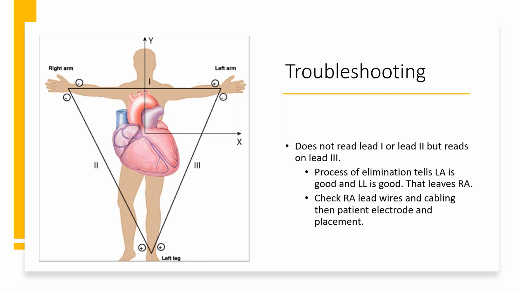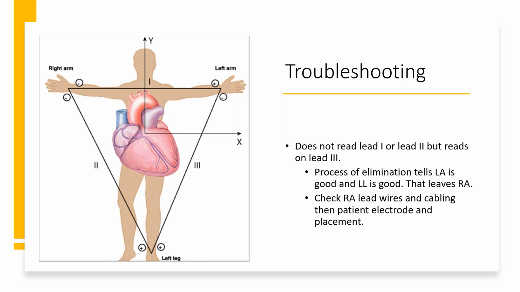Troubleshooting. This is more of a CBT question. It does not read lead 1 or lead 2, but reads lead 3. Process of elimination tells us that left arm is good, left leg is good. That leaves us with the right arm being bad. So check the right arm leads and cabling, then patient electrode and placement.